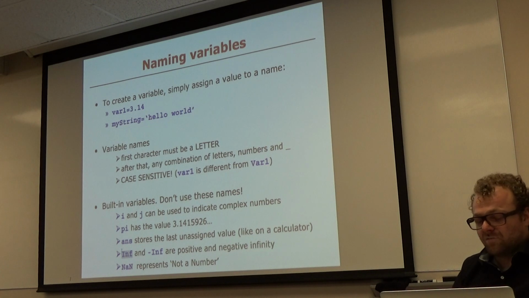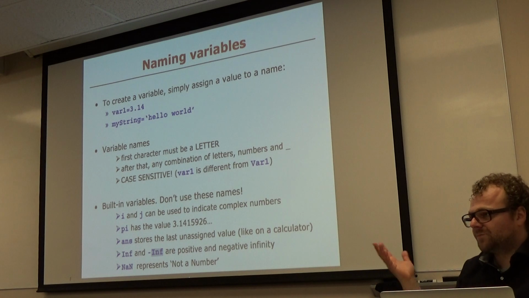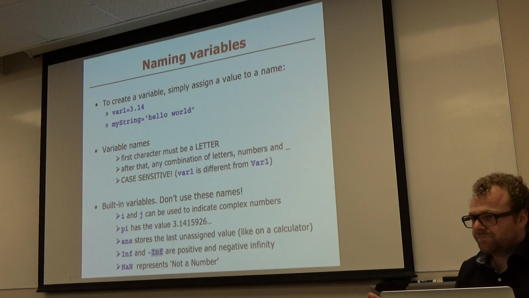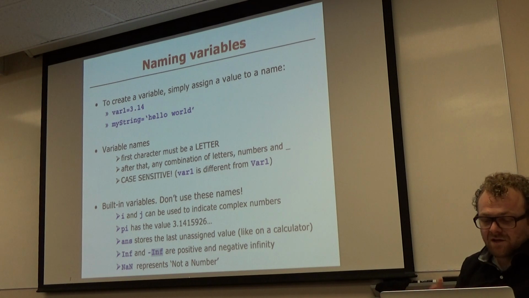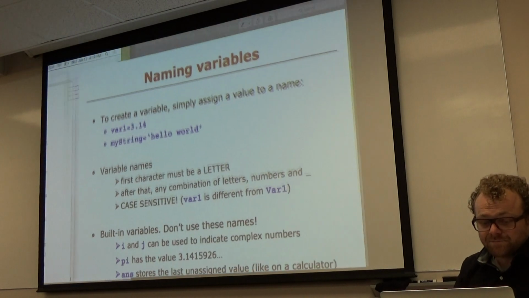Inf is infinity or minus infinity, and NaN, these are not numbers, right? You can't work with them. If you add something to infinity, it's still going to be infinity, right? Or if you divide by 0, you get not a number, okay? So these are a couple of things to bear in mind.